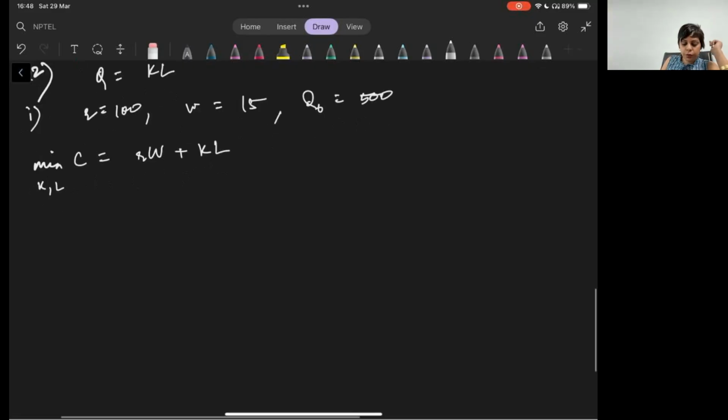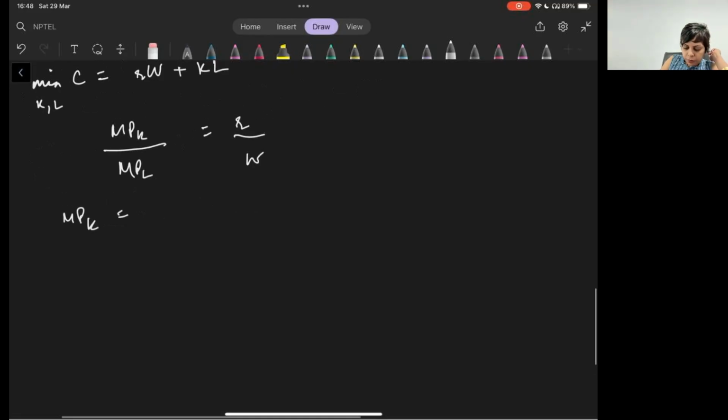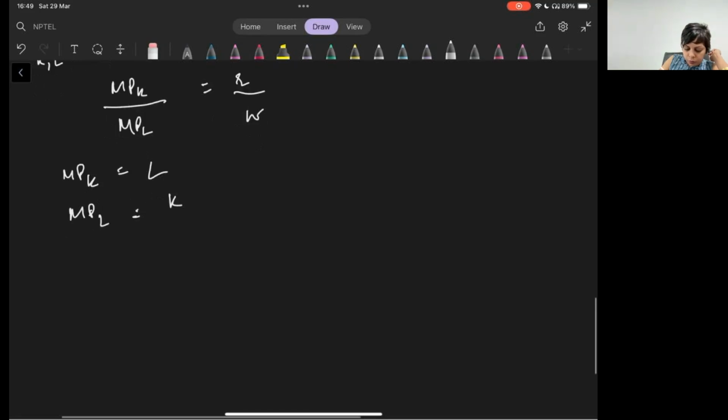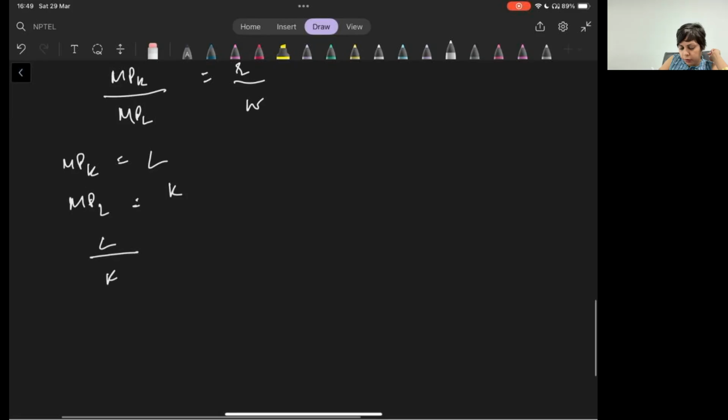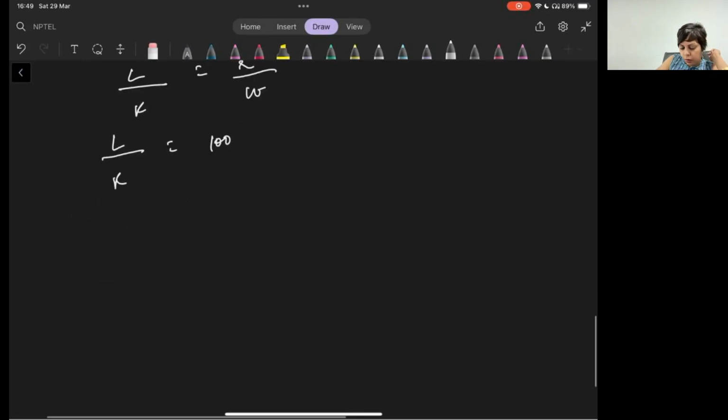Now we'll do the same thing which we did before, which is basically MPK by MPL is equal to R upon W. So first let's calculate MPK. It's a very simple function. So you get L, MPL is equal to K. So we just get L upon K is equal to R upon W. So L upon K is equal to 15. No, sorry, R is 100. Yeah, 100 upon 15.